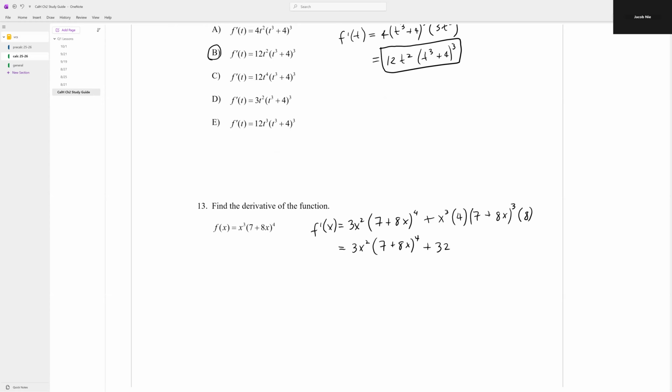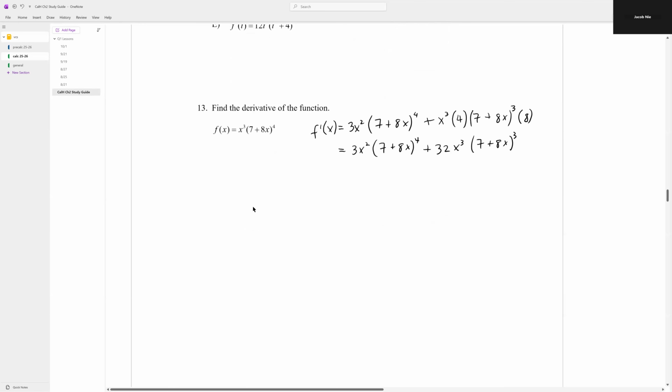4 times 8 is 32. All right, so if you left this as your final answer, that would probably be fine. But in case there's multiple choice, you might have to actually simplify further, in which case you would have to factor out a greatest common factor from these two terms.